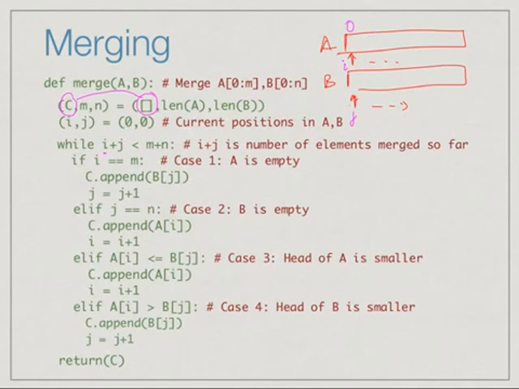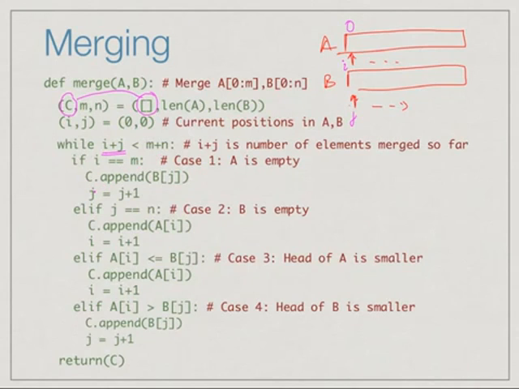So at any given time, i plus j will tell us how many elements have been moved so far to the output. Eventually, everything in A and everything in B must be moved to the output. So this will go on so long as i plus j has not reached the total m plus n, which was the total number of elements we had to move to begin with. So while i plus j is less than m plus n, we have to look at different cases.